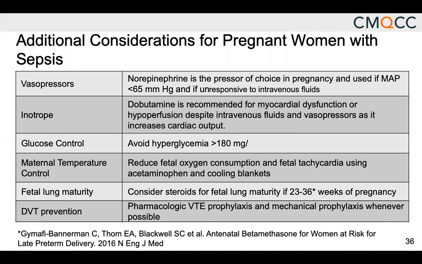And then you're going to want to avoid hyperglycemia, and so 180 is your mark. So these women, you should be at least doing point of care testing to make sure that they don't have hyperglycemia. Maternal temperature control is important. Use of acetaminophen and cooling blankets. You can consider giving steroids for fetal lung maturity and using SCDs for DVT prevention in these septic patients. Next slide.